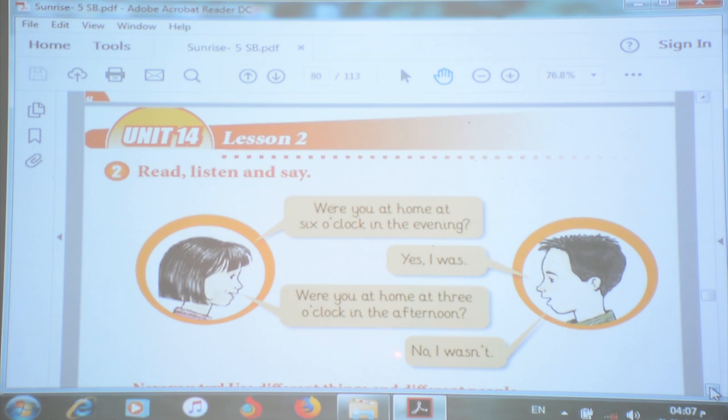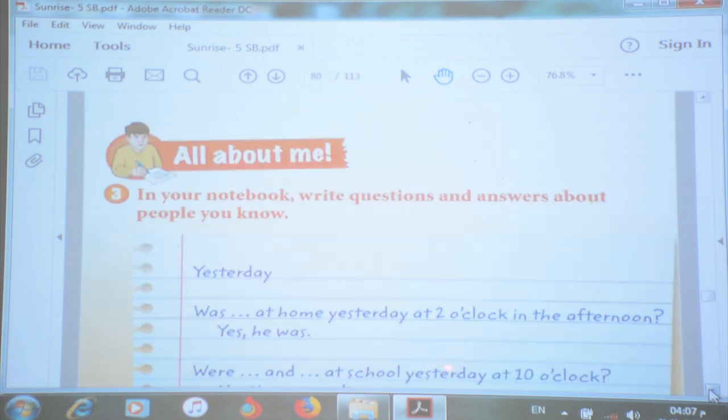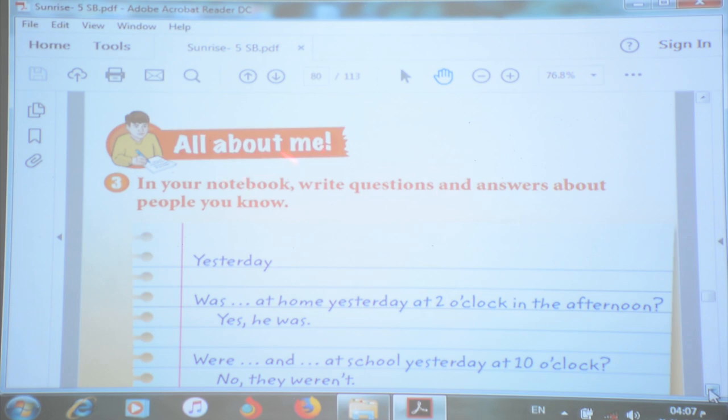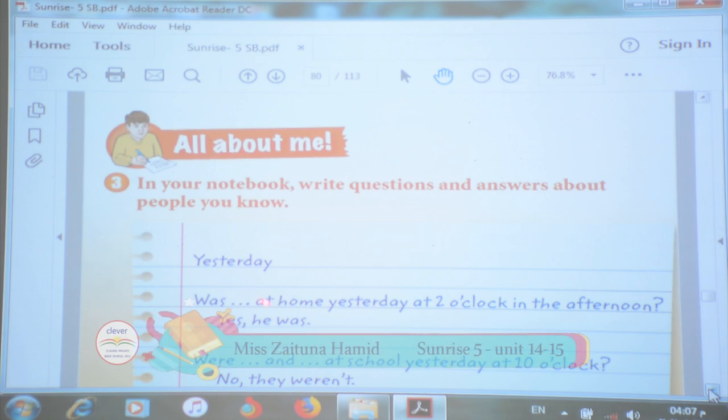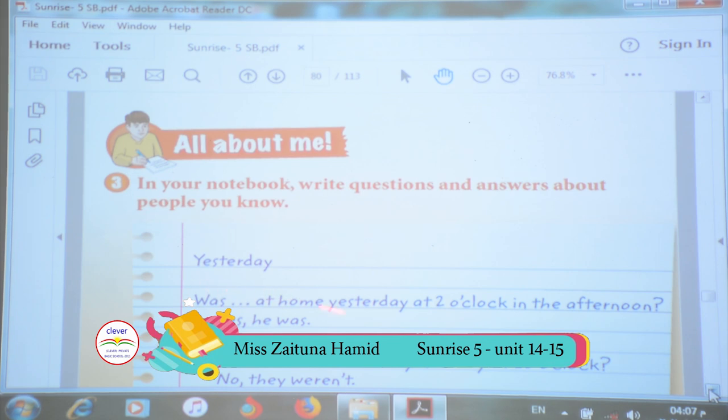You should use no for the first sentence and the end of the sentence. No, I wasn't. Okay, now in your notebook, write a question and answer about people you know. For example, it's about the past, yesterday, it's used for the past. Was, it's a question. Was, because the answer is he, for example, you should write your friend's name.